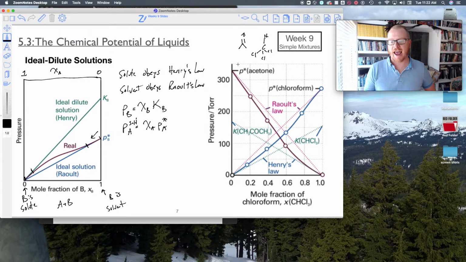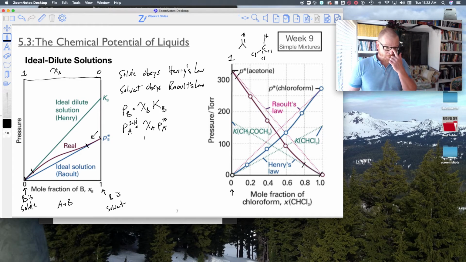So for example, if I look at acetone here, and then keep in mind, right, mole fraction of chloroform is 0. So that means at this point, the mole fraction of acetone is 1. So we could say on this side, acetone is the solvent. And it's following Raoult's law for some sparingly small addition. But now if I keep following down the acetone line here, aha, look, when now chloroform has become the solvent and acetone is the solute, it's following Henry's law. Okay, so keep track of that. So solute obeys Henry's law, solvent obeys Raoult's law.